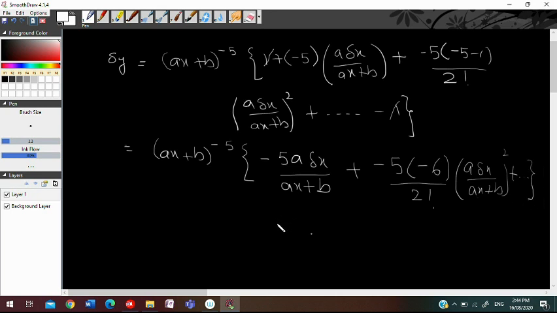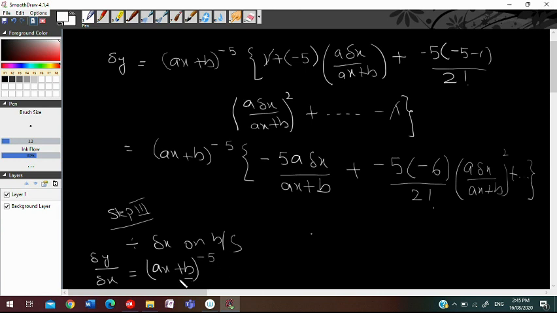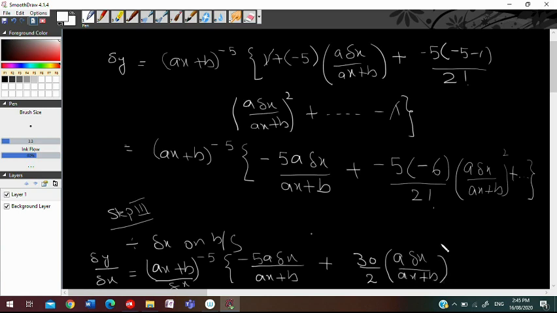And again, the step 3 is, what do we do in step 3? We just divide by delta x on both sides. So here we have Δy/Δx equals (ax + b)^-5 divided by Δx, times [-5 aΔx/(ax + b) plus (-5)(-6) which is 30, divided by 2 factorial, that is 2, times (aΔx/(ax + b))^2 plus up to so on].